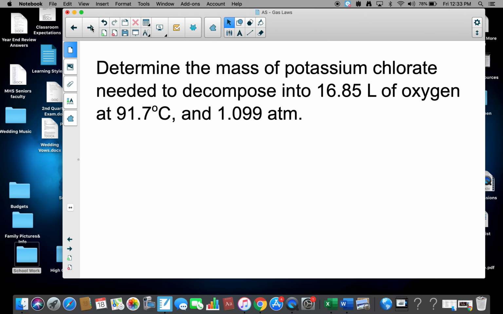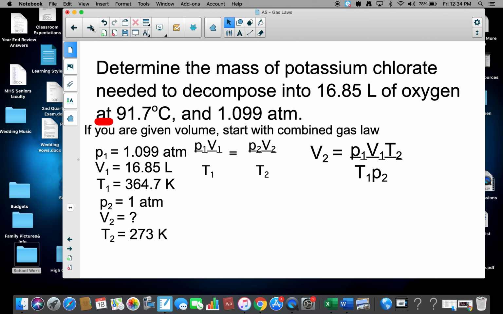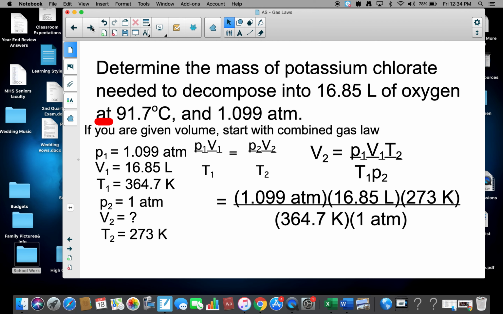Determine the mass of potassium chlorate needed to decompose into 16.85 liters of oxygen at 91.5 degrees Celsius and 1.099 atmospheres. All right, so if we're given volume, we start with the combined gas law. So there's a combined gas law. That's my distinction. So my first set of conditions, P1 is 1.099 atmospheres, V1 is 16.85 liters, T1 is 364.7. That's just 91.7 plus 273. And my other set of conditions are at STP. Put our values in, cross them out. We get a V2 of 13.86 liters.